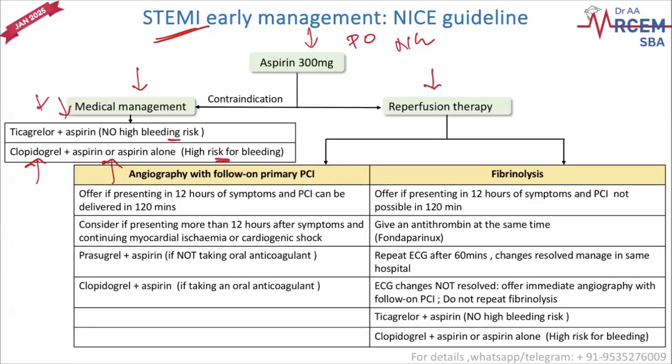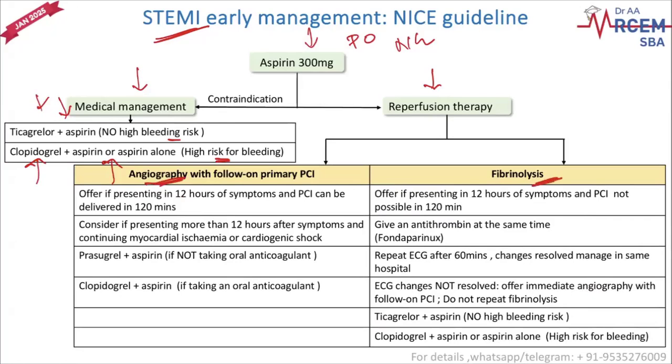One option is getting an angiography done. That is basically putting a dye in your coronary arteries, looking where the block is, opening the block and placing a stent. That is angiography followed by angioplasty, what we call it. So angiography followed by angioplasty is one of the options.